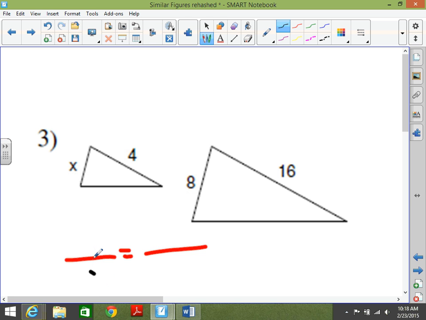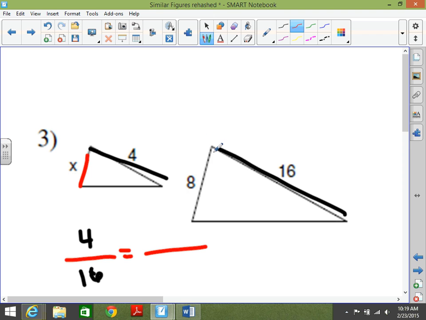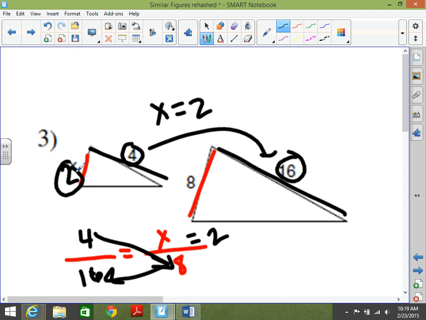Number 3. Two measurements. Okay, so 4 and 16. And then what? X and 8. Good. Okay, now what do I do? 4 times 8, which is 32, divided by 16, and we get 2. So X equals 2. What's the scale factor? Scale factor is 4. Good.